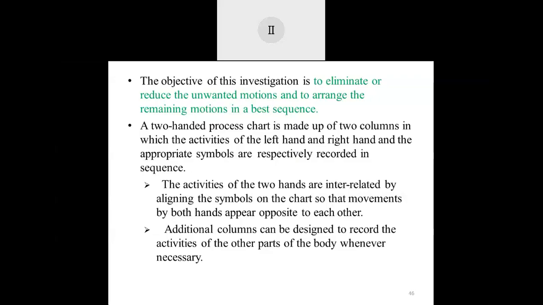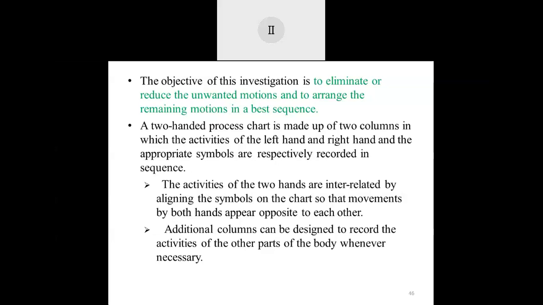So that's it, it is written. The objective of this investigation is to eliminate or reduce the unwanted motions and to arrange the remaining motions in a best sequence. Next, a two hand process chart is made up of two columns in which the activities of the left hand and right hand and the appropriate symbols are respectively recorded in sequence.